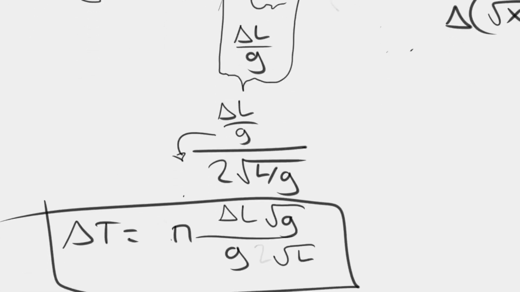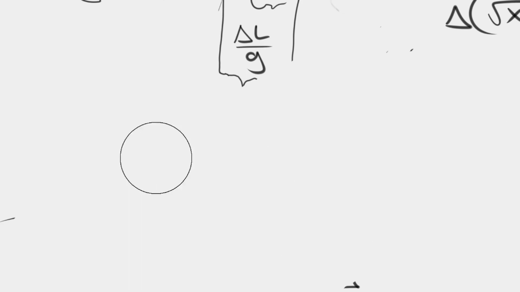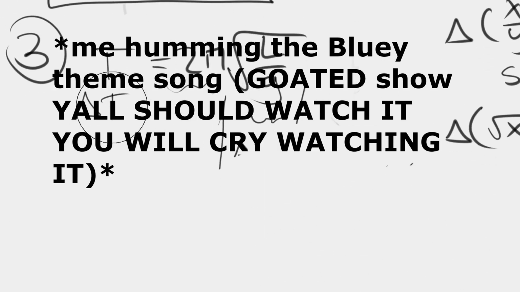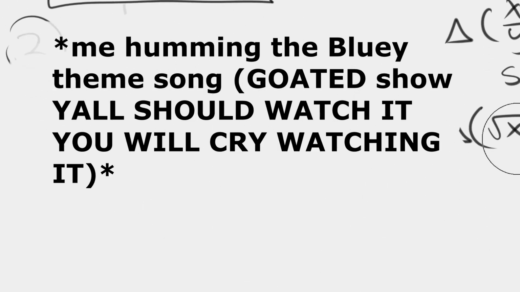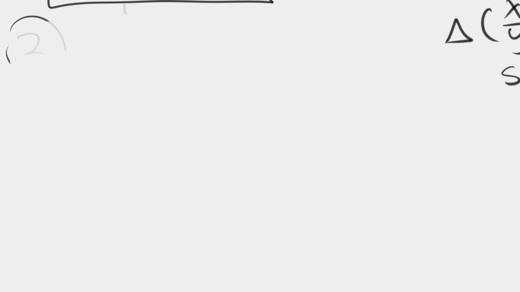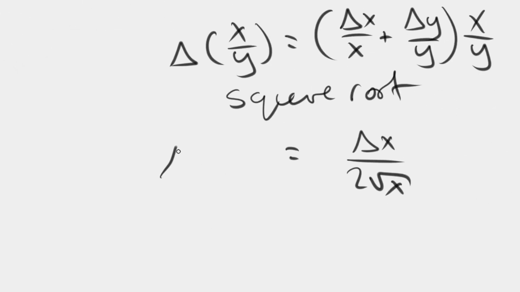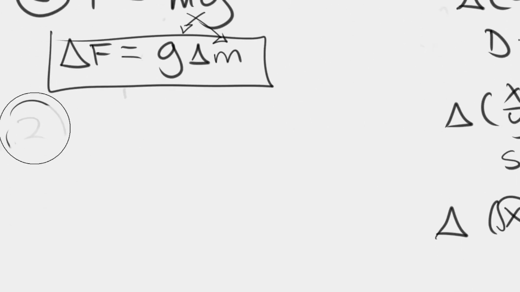Now, I'm sort of running out of room on this file, so let me erase a couple of things. Okay. Did I erase the square rule? Let me put that back in. Delta x square root of x. Okay. Anyways, sorry if this is a really messy video.